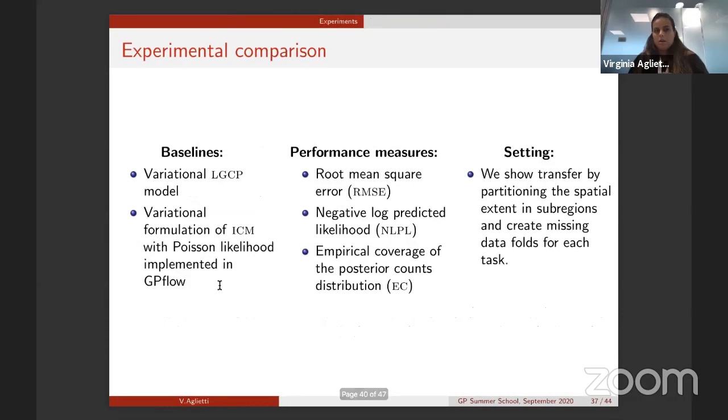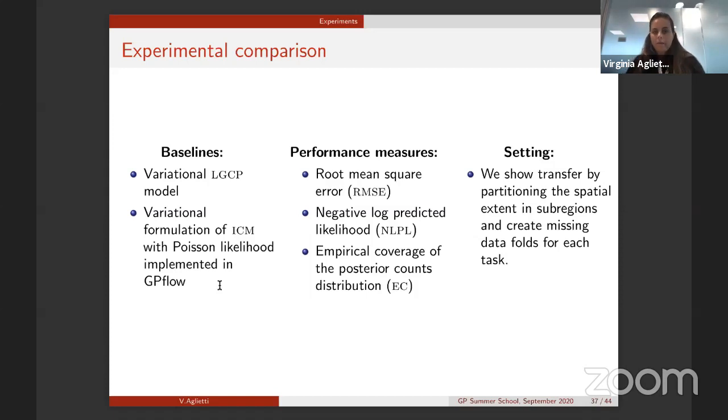Right. Okay, so I'm done with the theory. I'm going to show you some experimental comparisons, and I'll show you three different methods. First of all, I'll show you a single task model, the standard LGCP model that we saw at the beginning, where instead of our MCMC framework for inference, we consider a variational framework. Then I'll compare this to a variational formulation of the intrinsic coregionalization model, where we use a Poisson likelihood, and this is very simply implemented in GPflow.